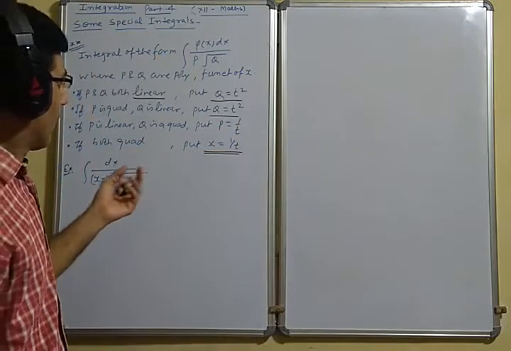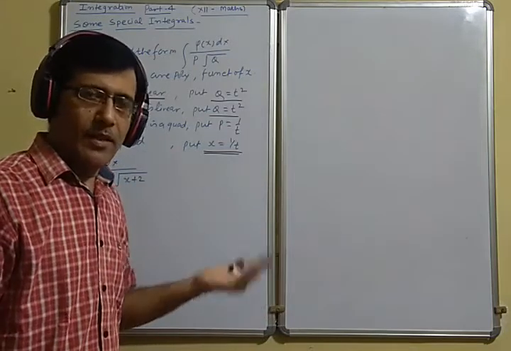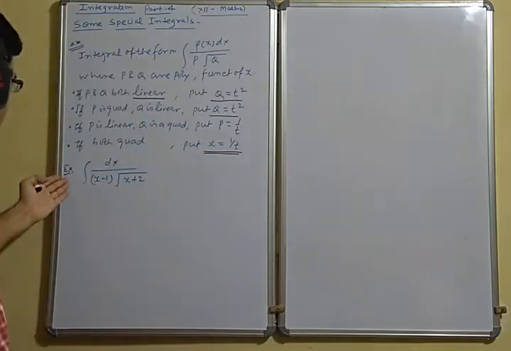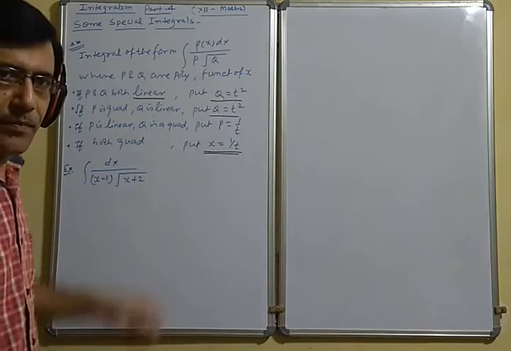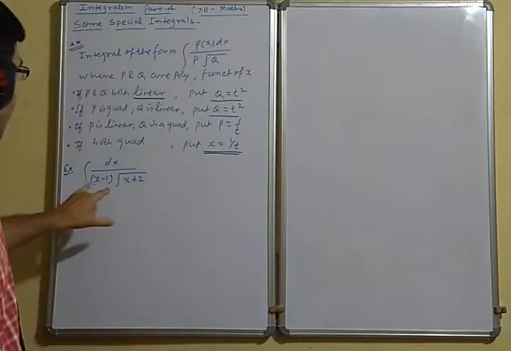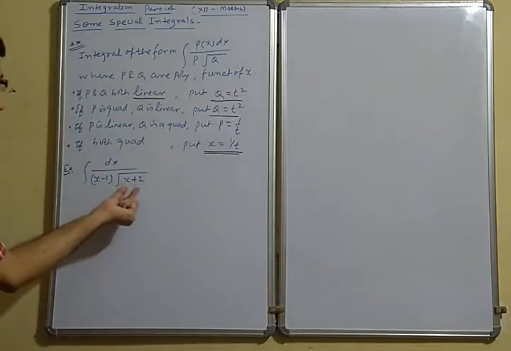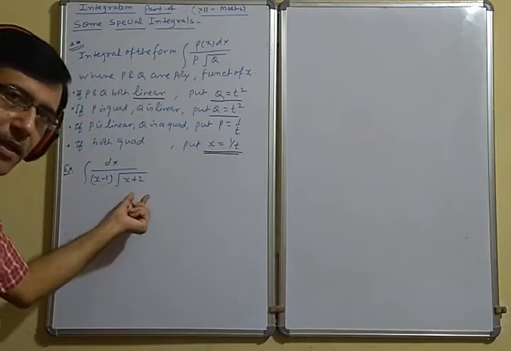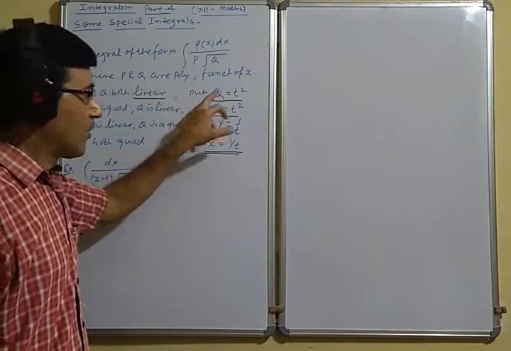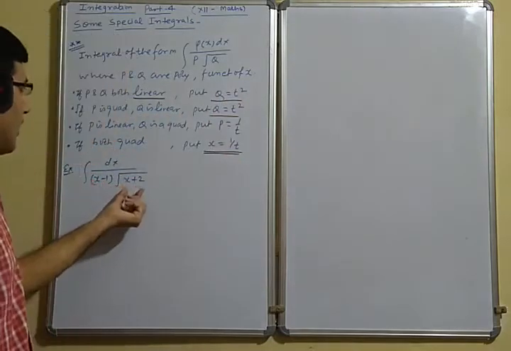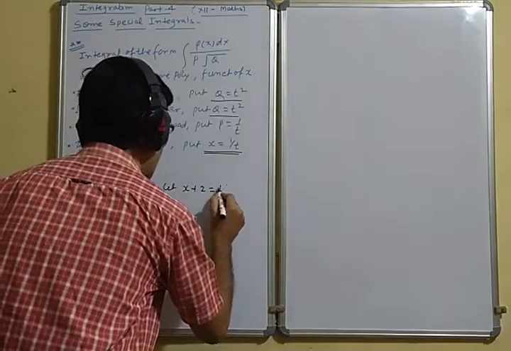Now let us see 2-3 examples of this format. The first example is integration dx upon (x minus 1) root (x plus 2). Here we have p root q, where p is linear and q is linear. So both are linear, and if p and q both are linear, we consider q is equal to t square. So q, that is x plus 2, is equal to t square.